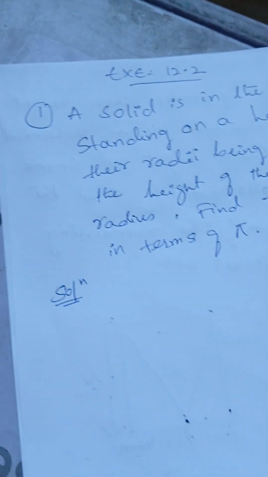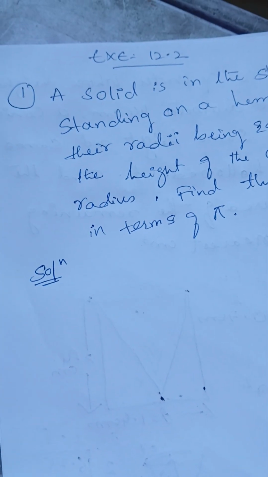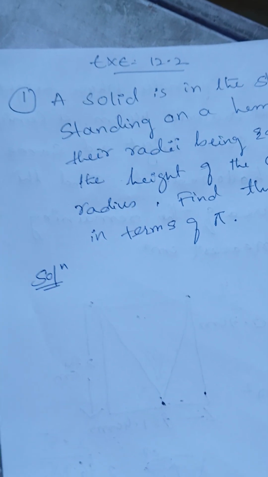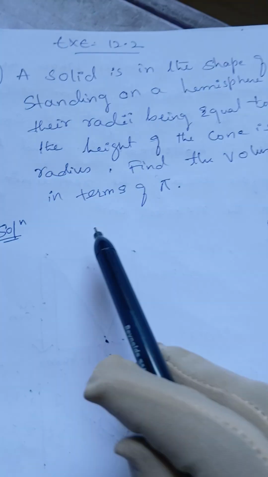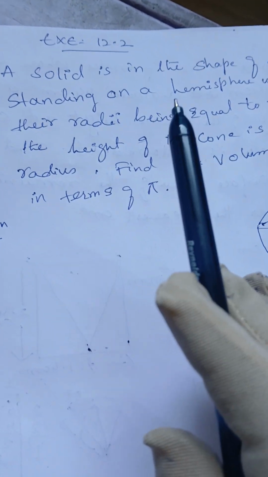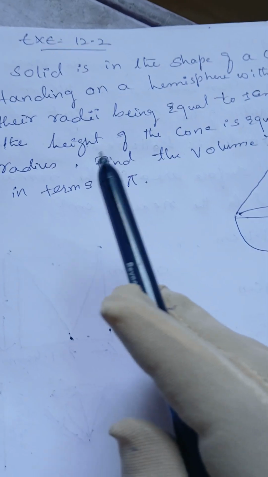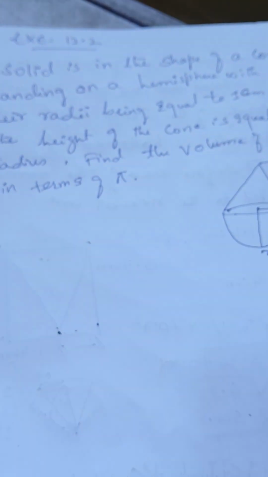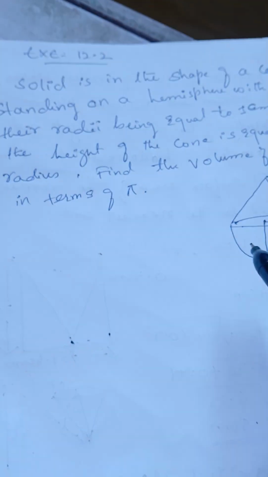This is exercise 12.2 of the chapter Surface Area and Volume. The first problem in this exercise is: a solid is in the shape of a cone standing on a hemisphere. So first we will analyze what the question is.